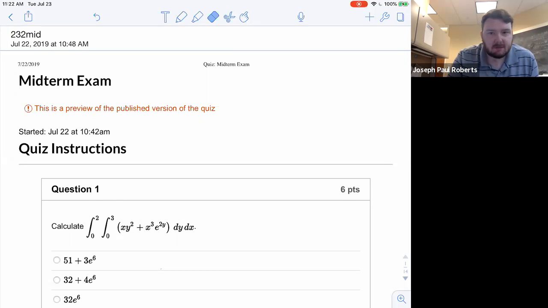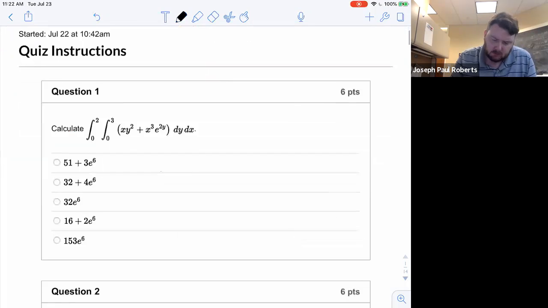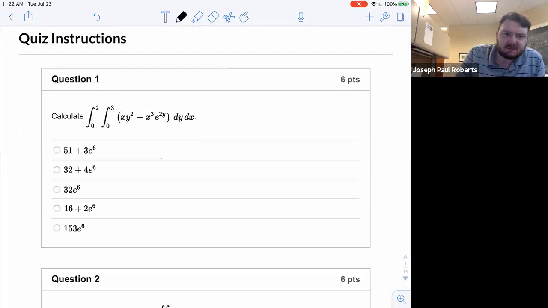All right, so let's go over this midterm exam for 232. This first question is just your pretty standard rectangle double integral. We already gave you the bounds. Don't really have to do anything super fancy. So the inner step would be anti-differentiating with respect to y.